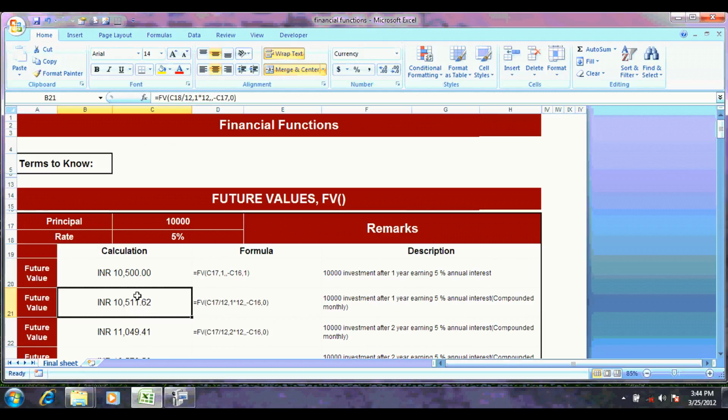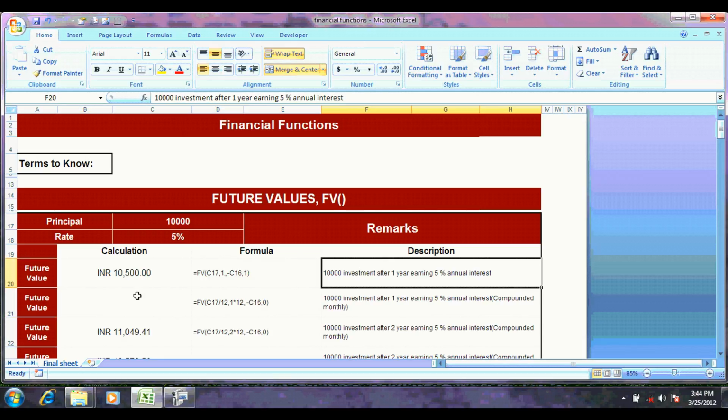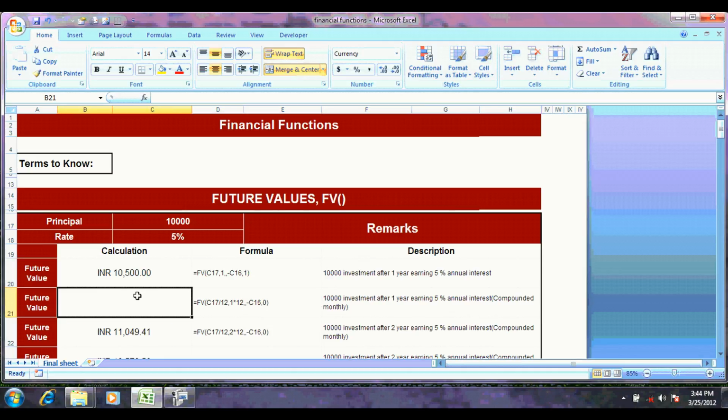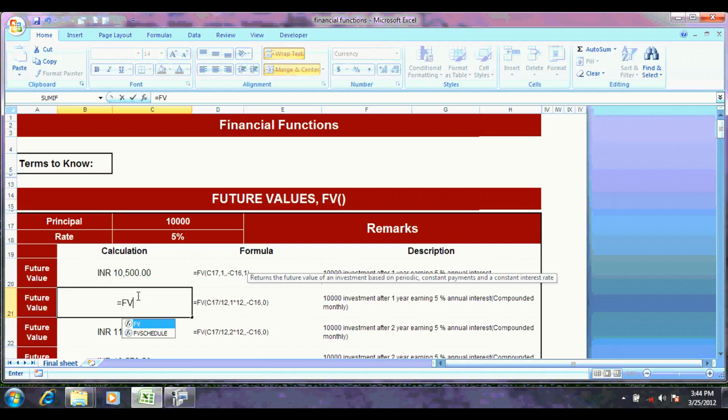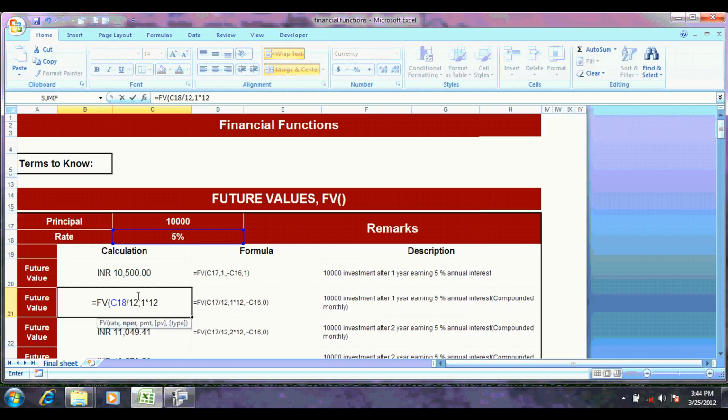Now let's do one more example. In this case, it was annual compounding. Your money was compounding annually. Now in the second one, we'll be doing a monthly compounding. So equal to future value, press tab, rate is 5% divided by 12. As it is a monthly compounding, that is why we are dividing it by 12. NPER is the periods, so period will be 1 into 12. So 1 is 1 year and 12 is the number of months.